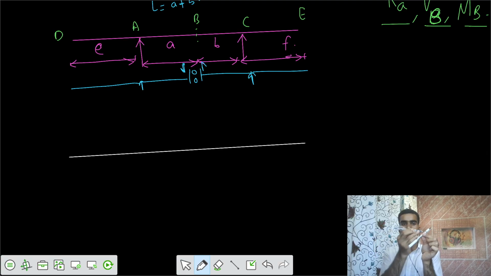But you have to ensure that support A and support C are intact, that means they are at the same level, and this would be the profile. This is the section B. You have to show that they are at the same level but inclined. So this is the variation. But you have to ensure that support A and support C are at the same level. This is the profile.